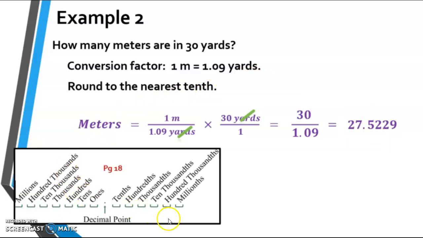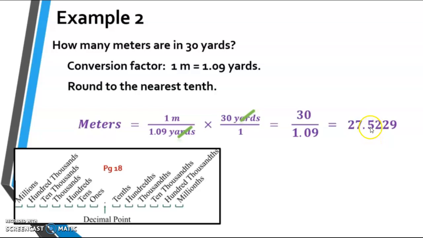So I want to take you back to this place value chart, and this is on page 18 in your book. But if this is our decimal point, and it's asking us to round to the tenth, I would like to point out that it's got the TH on the end. Okay, you've got the tens place over here on the left, but the tenths place with the TH is one number after the decimal. So we need to say 27 point something. We only need one number after that decimal. And right now it is a 5.